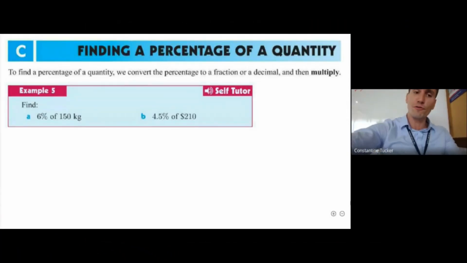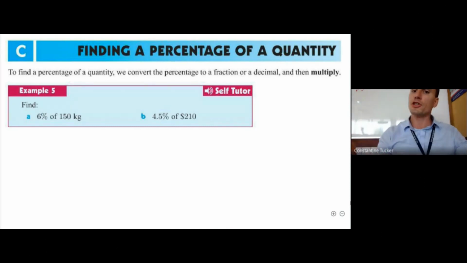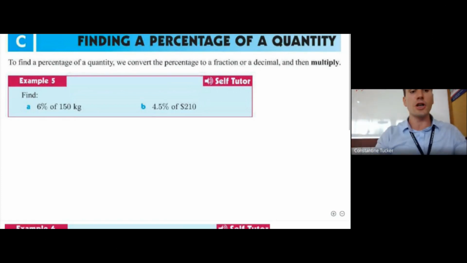Okay, this is paragraph 5C, finding the percentage of a quantity. So let's get started with a few various methods. Method number 1, let's do it without the calculator. So we want to find 6% of 150.